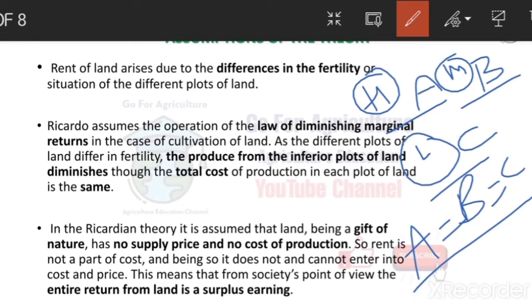there is rent. यहाँ पे कॉस्ट ऑफ प्रोडक्शन सेम है, लेकिन फर्टिलिटी जो है ये बी सी के बीच में ये तो अलग है, इसलिए देयर इज रेंट.